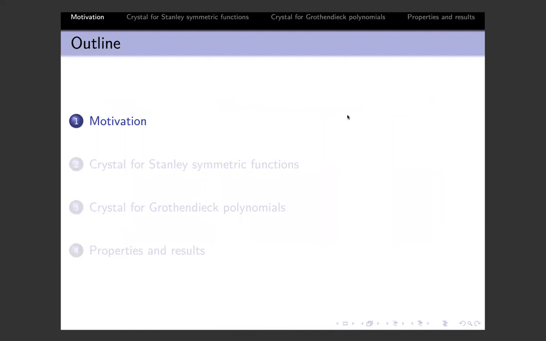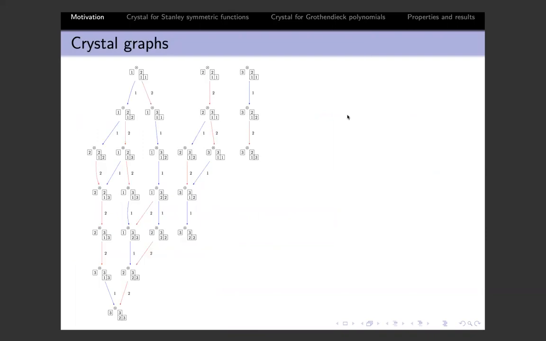So let me start. Most of you, I guess, are experts on crystals, but let me just very briefly say what I'm using from crystal theory. In this talk, I will mostly talk about crystals for type A, because I'm going to be interested in symmetric functions that can be expanded into Schur functions. And it turns out that the connected components of a type A crystal, the characters of those are precisely given by Schur functions. So a crystal is basically a graph with vertices and colored edges, and the edges are colored by the simple roots of a Dynkin diagram. So in this talk, I'm going to consider type A.